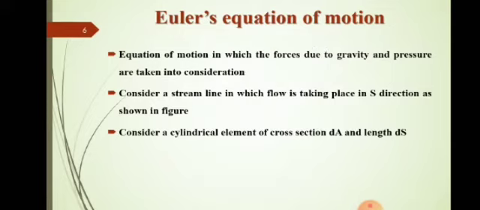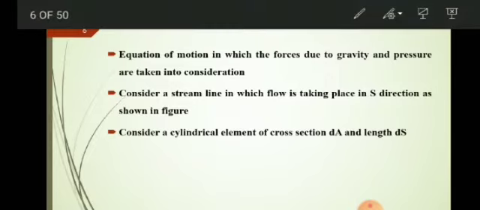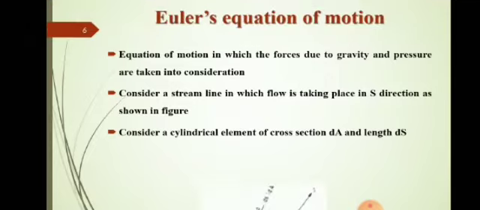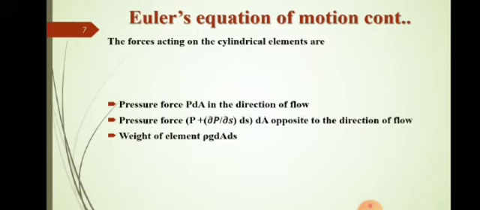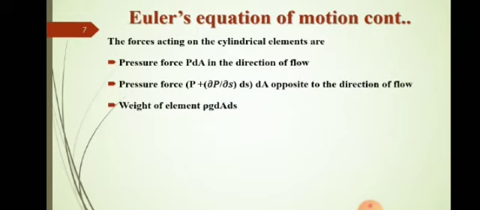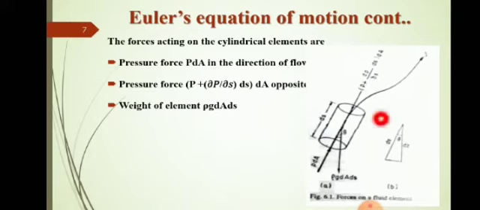It is in the S direction. S is just a direction other than the x, y or z direction. We are taking another direction, the S direction, and we are considering a fluid element having cross section dA and length ds. So here you can see the fluid element. The forces acting on the fluid element are the pressure force PdA in the direction of flow. So here P is the pressure and dA is the area of cross section.